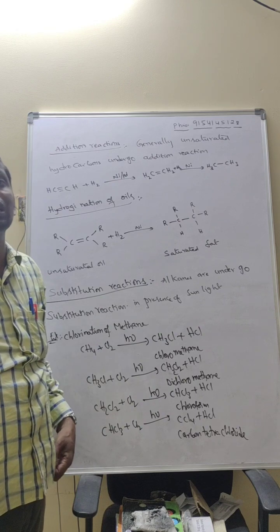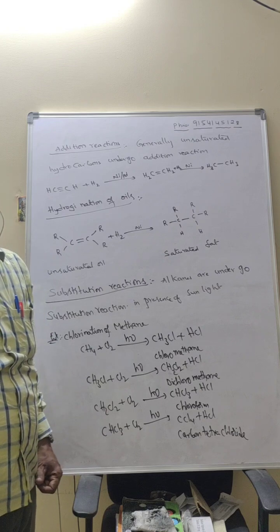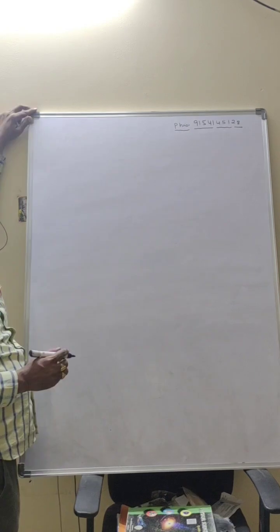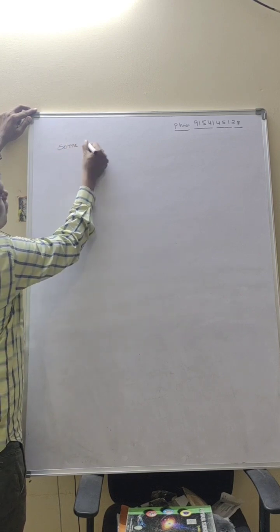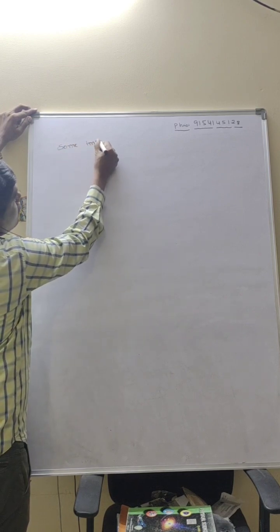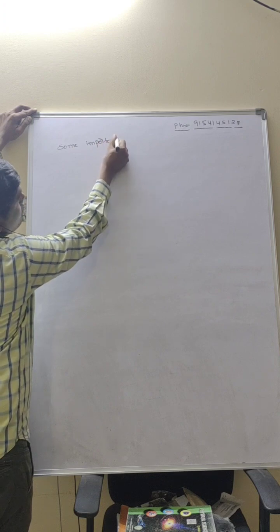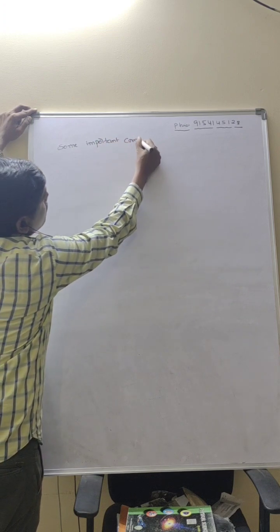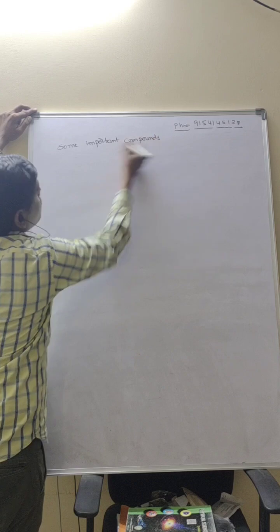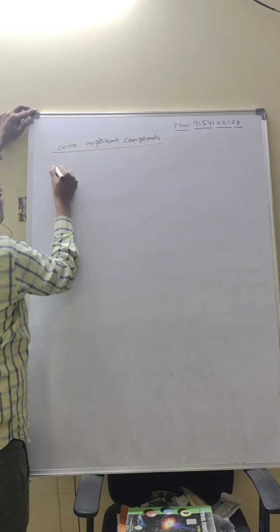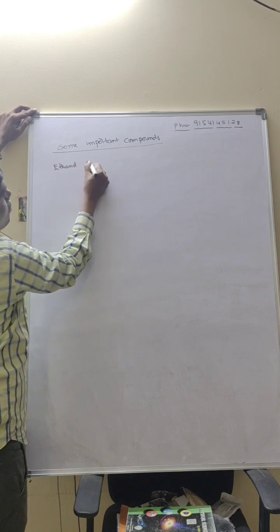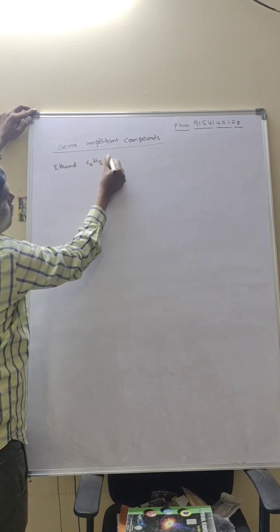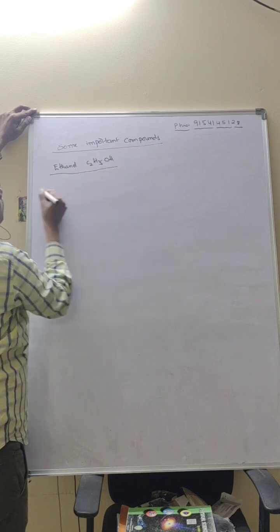Now we would like to discuss some important compounds. First one is ethanol, C2H5OH. Preparation.